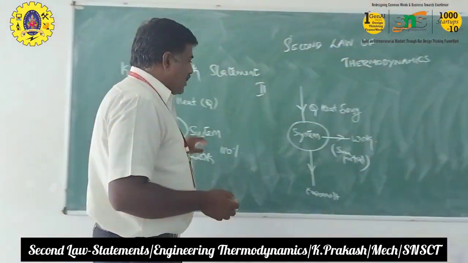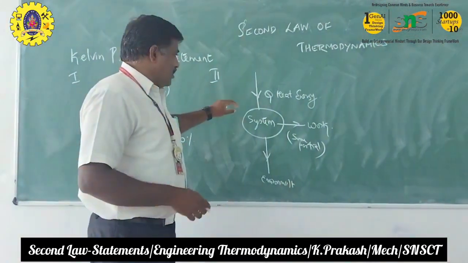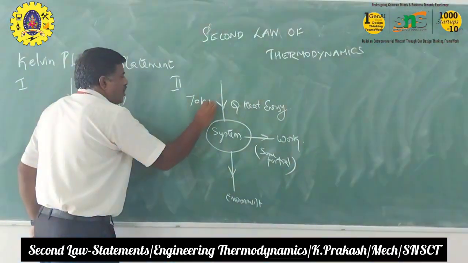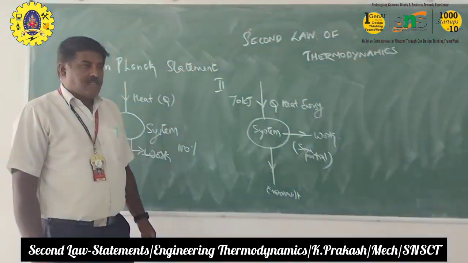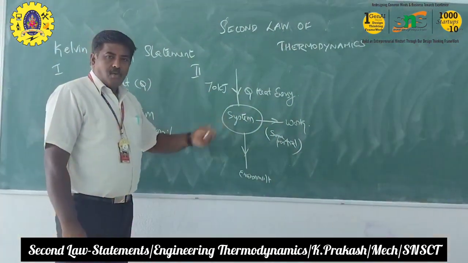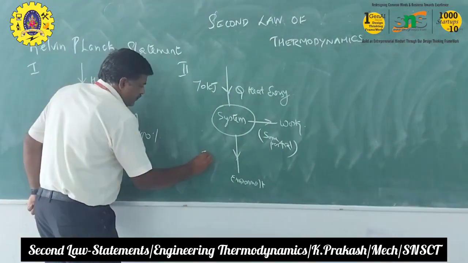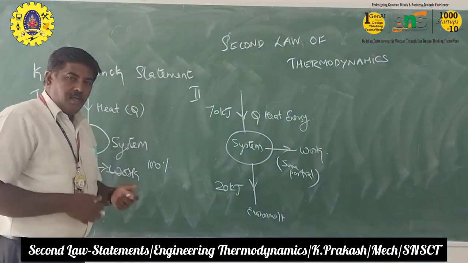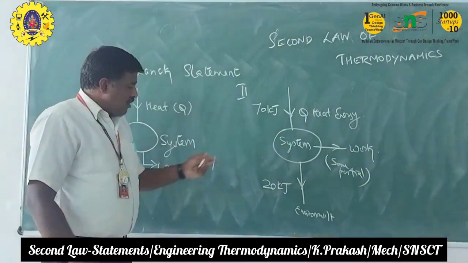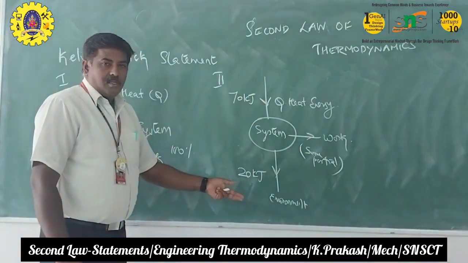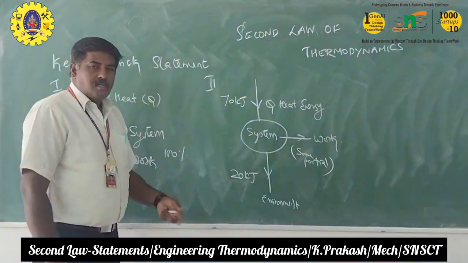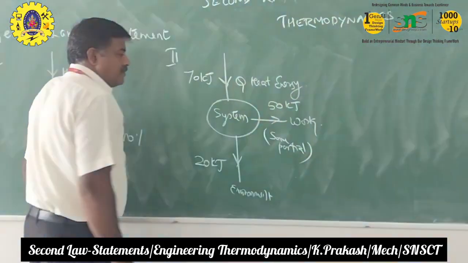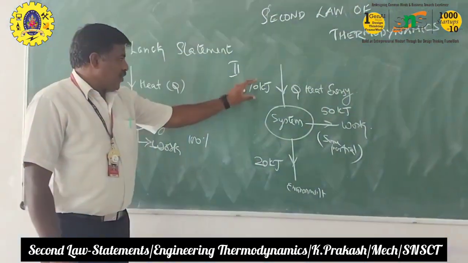Now let us have a small discussion on this with an example. 70 kilojoules of heat is supplied to a system. Here, 20 kilojoules is lost. Based on the first law of thermodynamics, we have discussed that some energy is used for internal energy, in such a way that 20 kilojoules of heat is lost. So, here only 50 kilojoules of heat is converted into work. This is for the second condition.